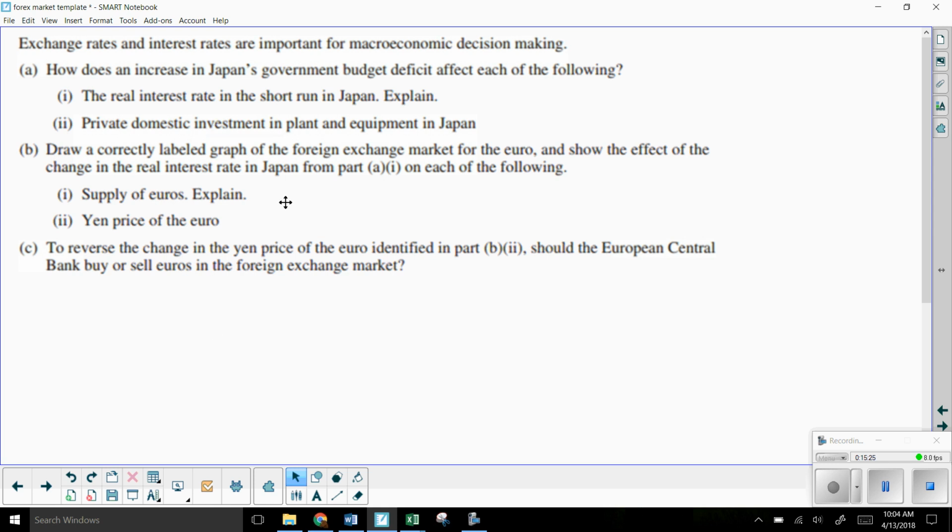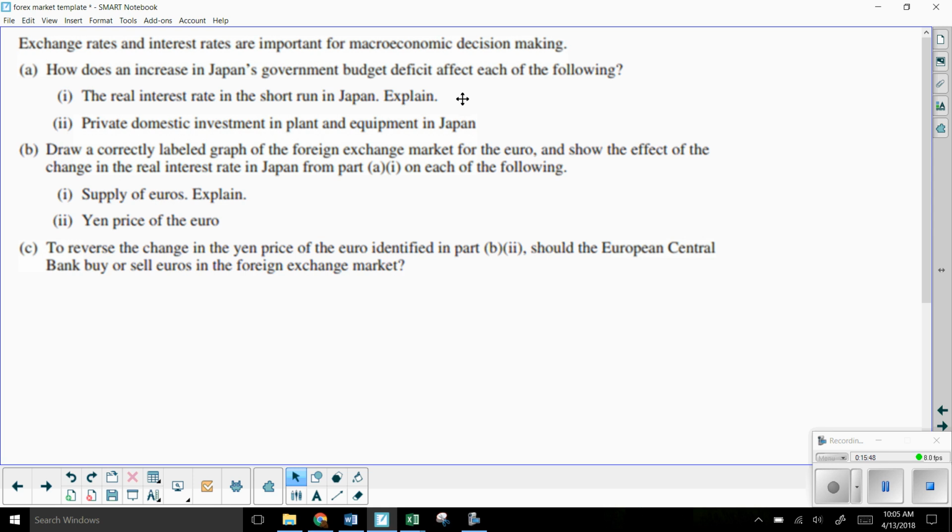Okay, so here's a problem involving Japan, and the first question it asks is, how does an increase in Japan's budget deficit affect each of the following? Well, part A is really not so much about foreign exchange as it is a crowding out question. So you might think, well, hey, Japan's government needs to borrow. They're asking me about the effect on the real interest rate. I know that's the vertical axis in the loanable funds market.